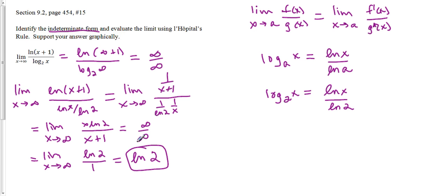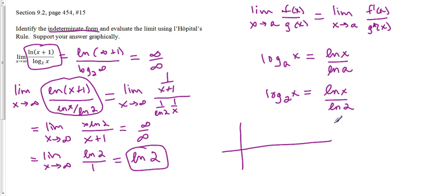Now, we're supposed to support this graphically. And the reason why it's a little tricky is it's very difficult to graph this. And so what you really want to do is graph that. And when I graphed that, I got something that looked like that, which certainly indicates to me that this function has a limit. And if I looked carefully enough at the check marks on my y-axis, I would probably be able to figure out that it is the natural log of 2.